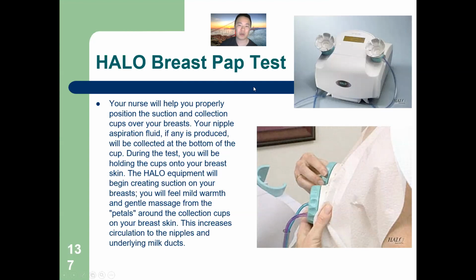Okay, the Halo Breast Pap test here. Your nurse will help you properly position the suction and collection cups over the breast tissue. The nipple will aspirate fluid, and if any is produced, it will be collected at the bottom of the cup. During the test, you will be holding the cups onto your breast skin, and the Halo equipment will begin creating suction on your breast, and you'll feel mild warmth and gentle massage from the petals around the collection cups on your breast skin, and this increases circulation to the nipples and underlying milk ducts.